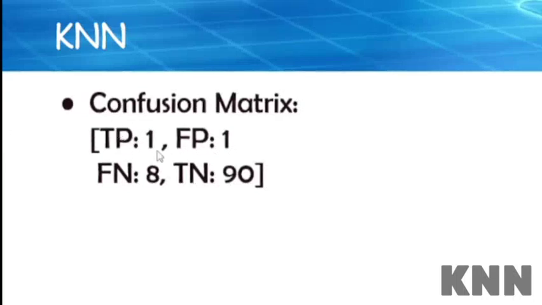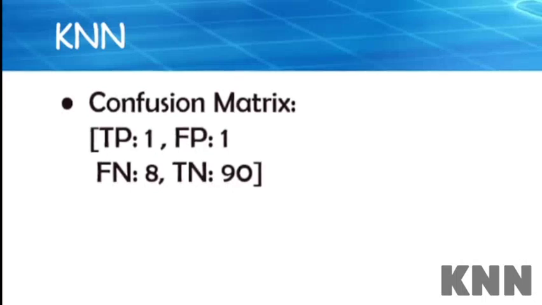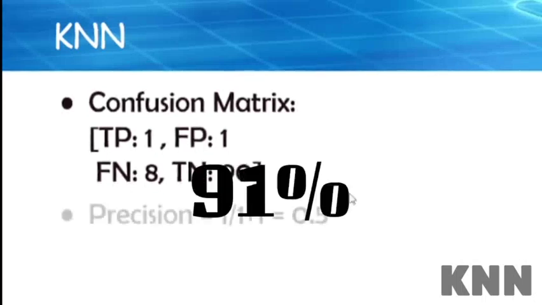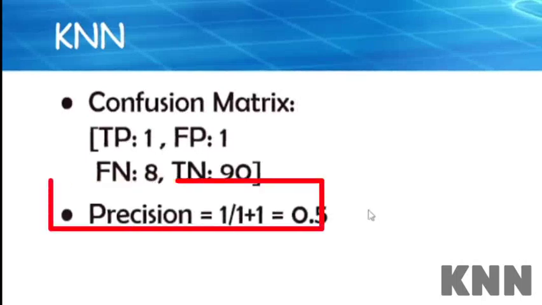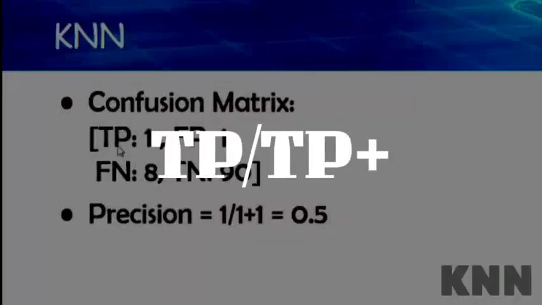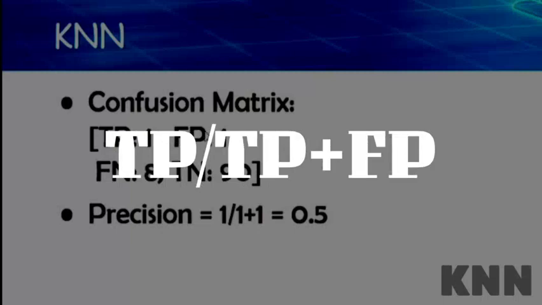So true positive and true negative are predicted correctly, and 9 of them are wrong. So that is almost 91% accuracy. Okay, so we'll see precision. So what is precision? That is true positive divided by true positive plus false positive, right?